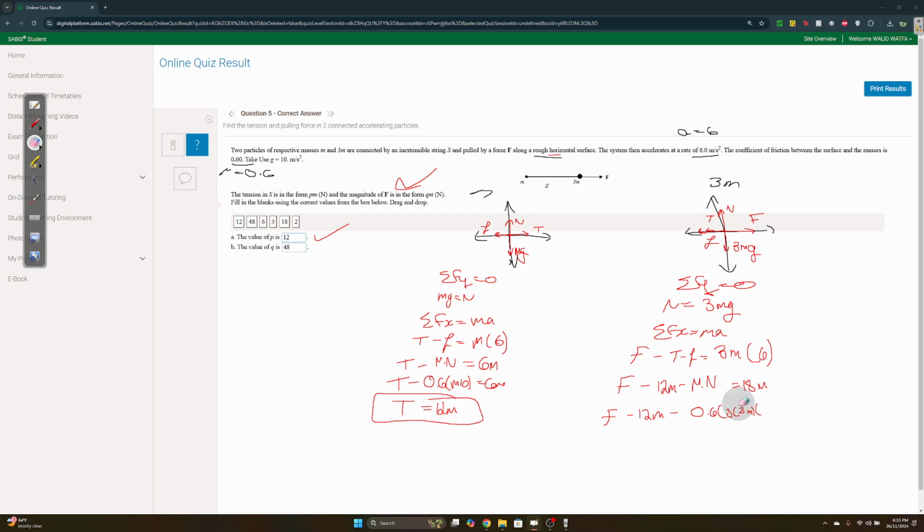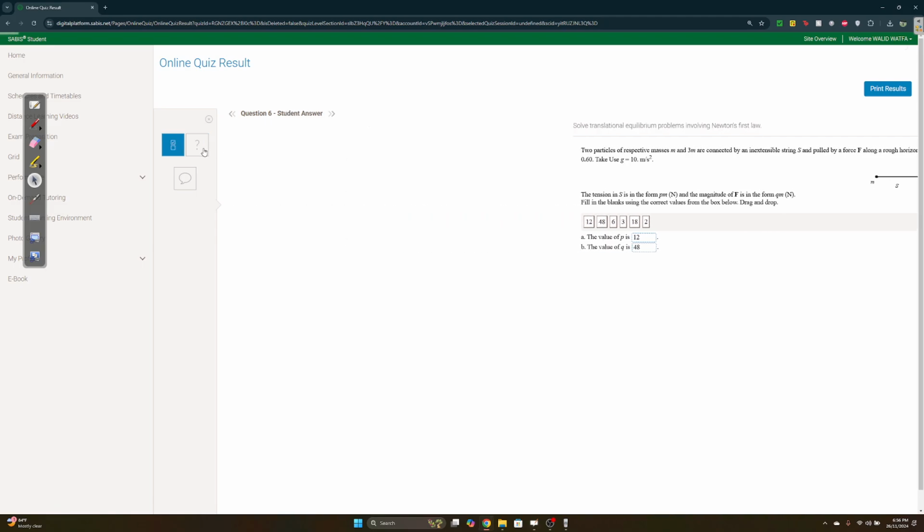No, wait, sorry. What am I doing? N is equal to 3mg. I should just copy this by itself. 3m, g it's 10, right? Okay. Equals 18m. Okay, so F minus 12m minus side 36 to 18m equals 18m. 36, 12, 48. So you're gonna take everything to the other side. You're gonna get 18m. 18, 36, 36, 12 is gonna be 48m. Okay. I should pick up the pace, right.